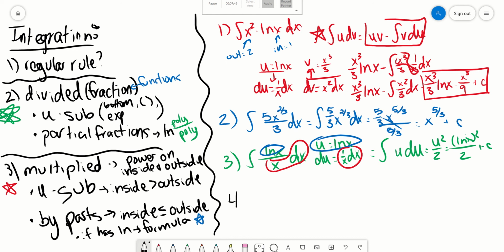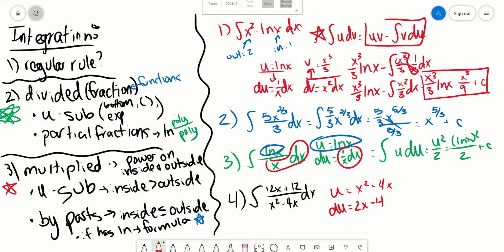So now fourth example, we integrate 12x plus 12 over x squared minus 4x dx. So again, we have things that are divided. We really still want to check u substitution first. So if you tried to do u, you would make it equal x squared minus 4x, which means du would be 2x minus 4. There's nothing that I can multiply this numerator by to make it equal 2x minus 4. So that means u substitution is not the route we want to take here. So we're going to have to do partial fractions.